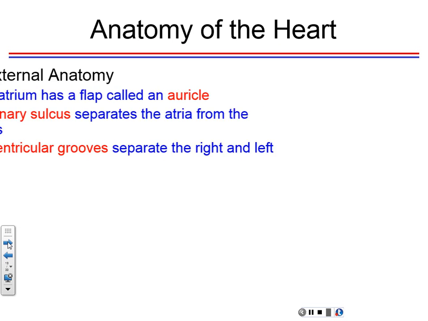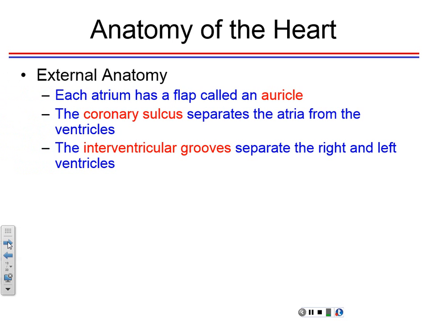So moving on with anatomy of the heart. The external anatomy, we get a division between the atria and the ventricles, right? It's kind of lopsided, and this is really supposed to be way up there. So this division between the atria and the ventricle is the coronary sulcus.